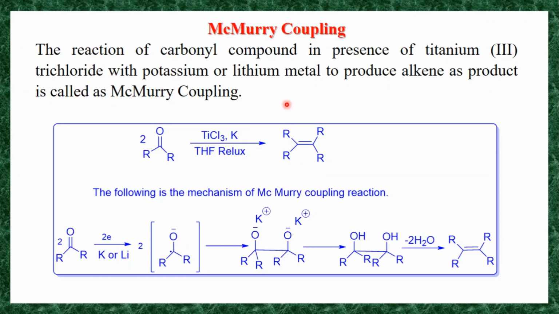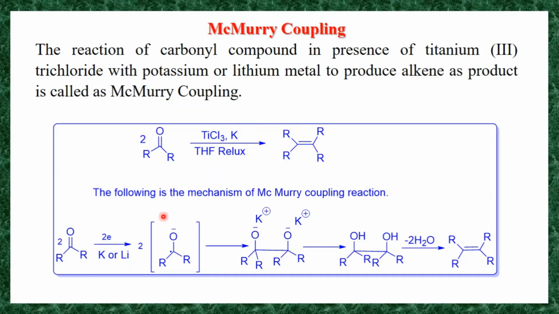This is the general reaction of the McMurry coupling. Two molecules of the carbonyl compound react with titanium trichloride in the presence of potassium metal in THF solvent under reflux, and you will get this alkene as a product.